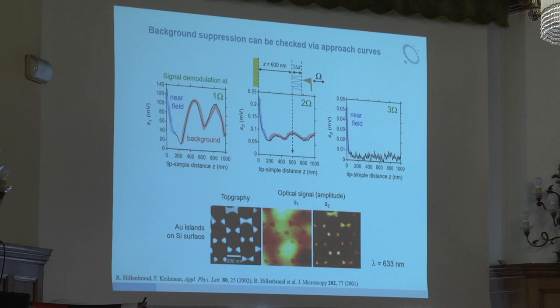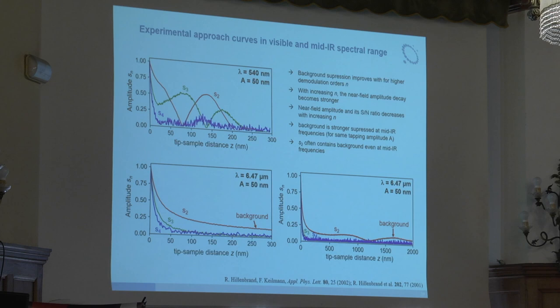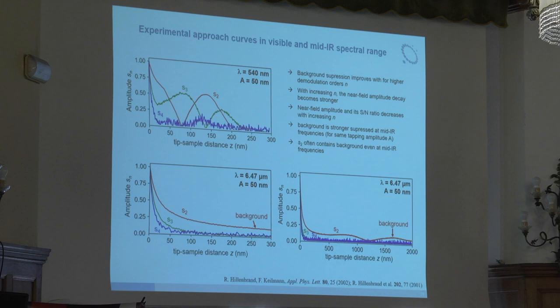Now, this was in the visible, so we repeated this experiment just for this workshop to see a nice comparison between visible light, that's actually what Adrian requested, so a comparison between visible light at 540 nanometer, and now here in the mid-infrared spectral range. And you see already there's a dramatic difference.